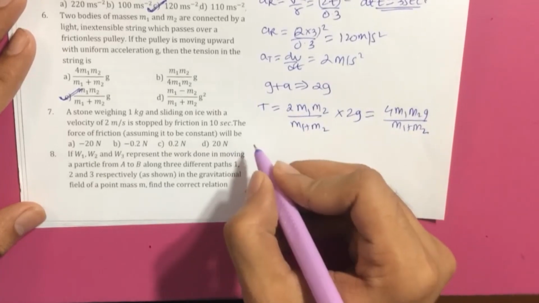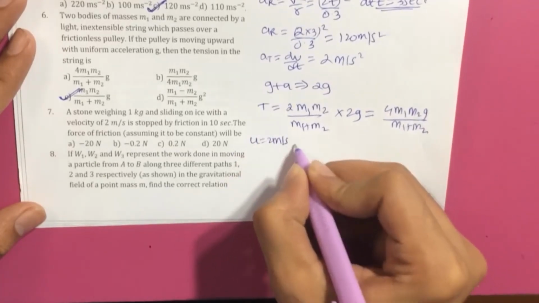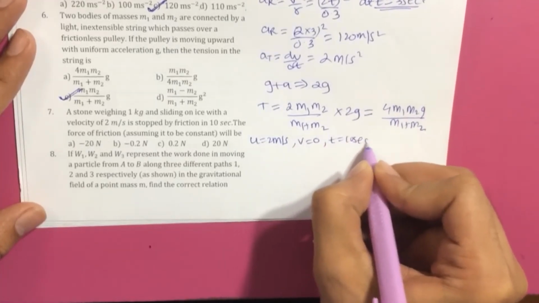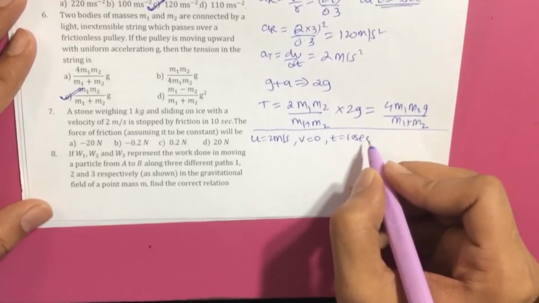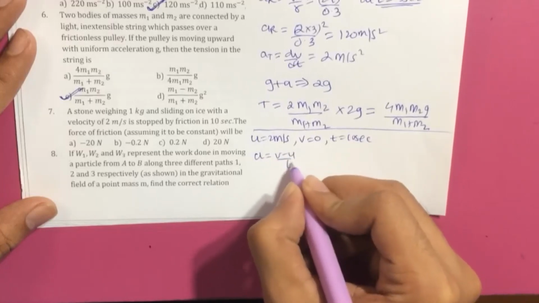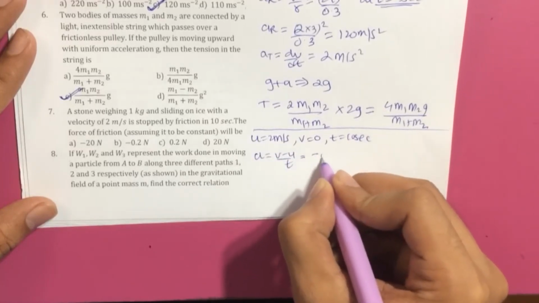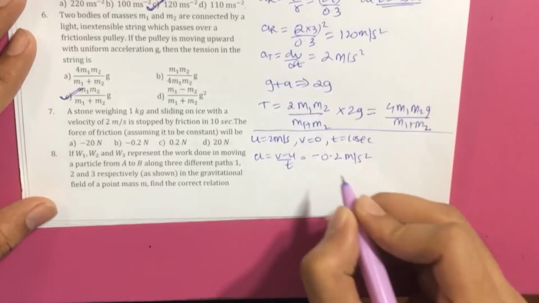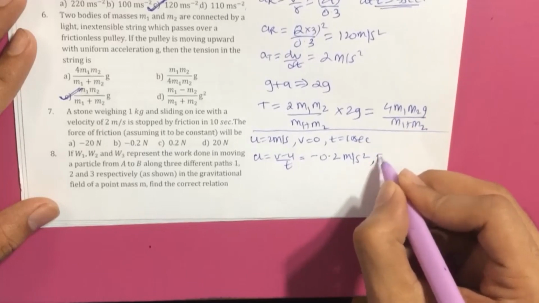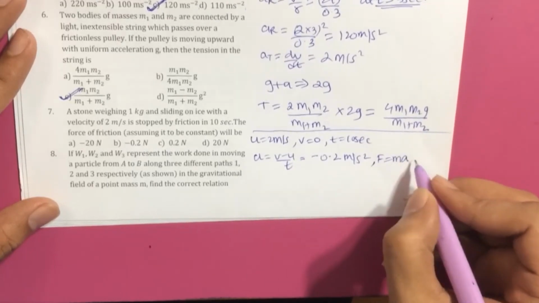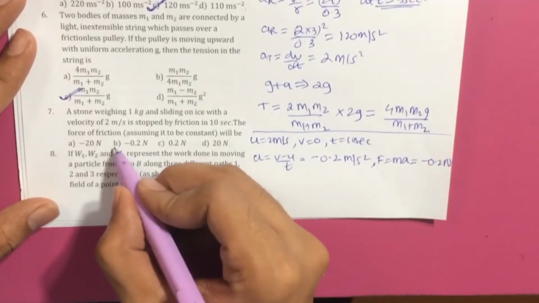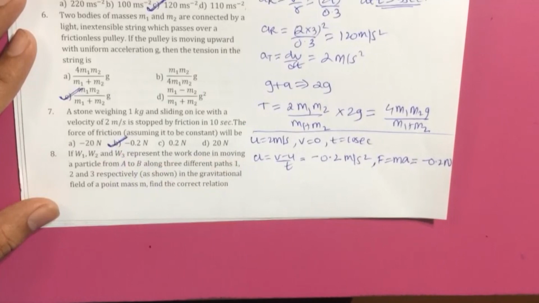So initial velocity u is 2 meters per second, whereas final velocity v is 0. Time taken t is 10 seconds. Now, acceleration would be equal to (v minus u) by t, which will be equal to minus 0.2 meters per second square. Friction force F would be equal to ma. So, on substituting the value, we get minus 0.2 newton. So, the correct answer would be option B, minus 0.2 newton.